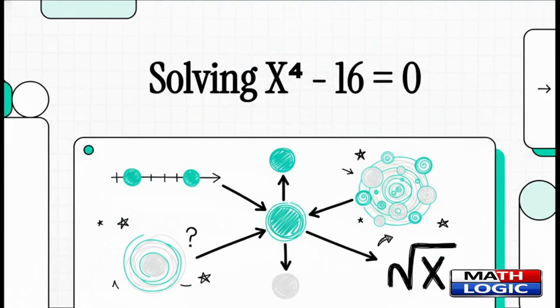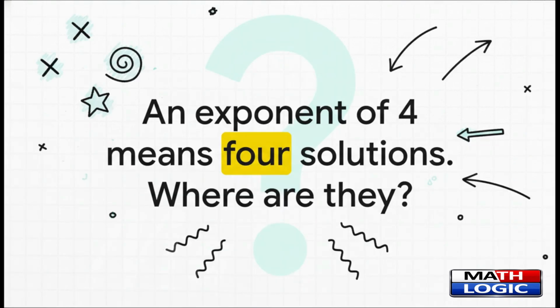All right, let's jump right in. We're looking at this equation, x to the fourth minus 16 equals 0. And at first glance, it looks pretty straightforward, right? But as you're about to see, there's a lot more going on under the hood than you might think. And that's really the heart of the mystery we're tackling today.